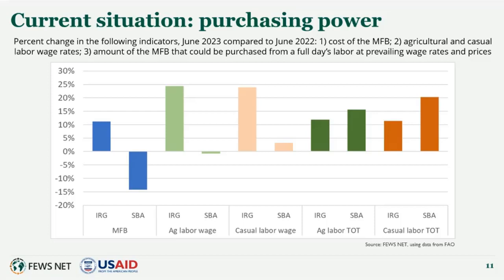However, I would emphasize that these area-level averages for IRG and SBA-controlled areas do mask notable variations across governorates, and that's true for the food prices, wage rates, and terms of trade as well. Consequently, declining terms of trade have been observed in some governorates.